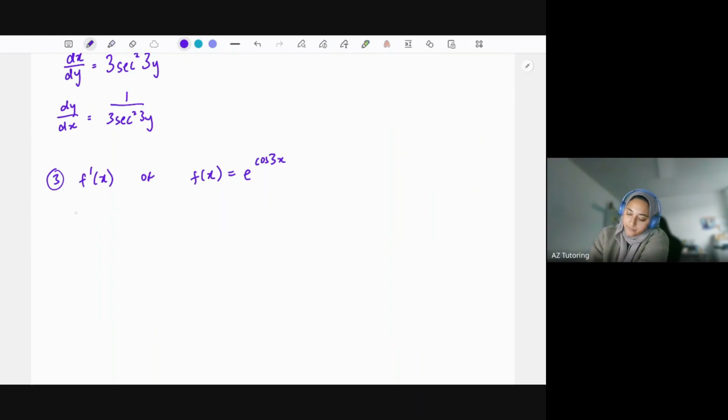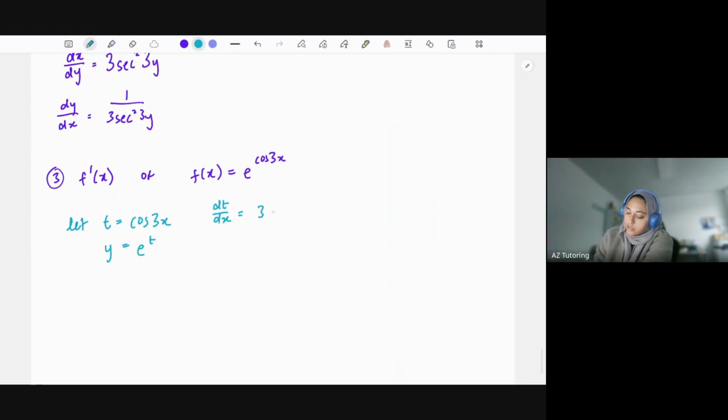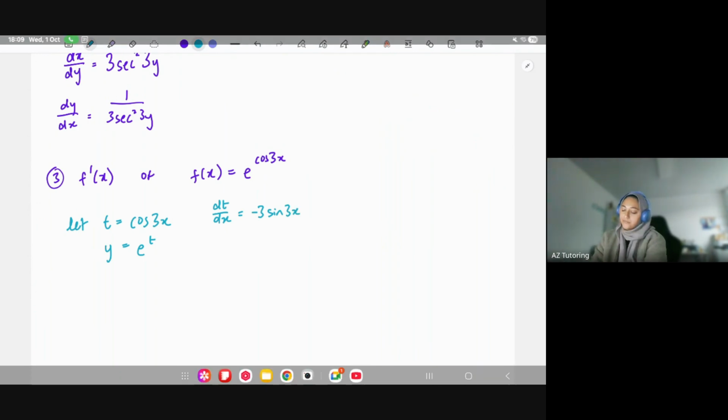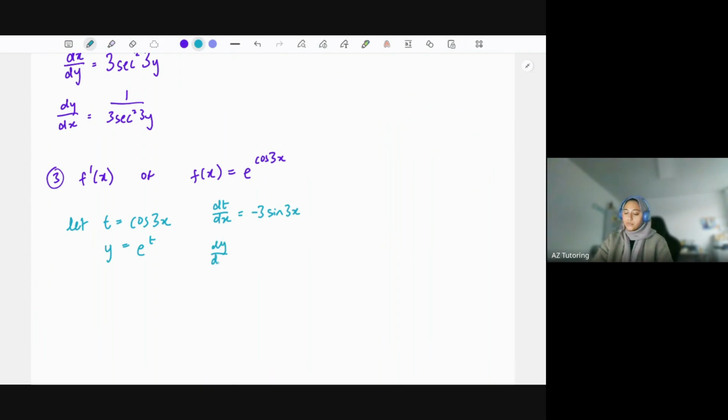So I'm going to let t equal this up here, and I'm going to let y equal e to the power of what I've just found, t. So dt over dx is just 3. The differential of cos is minus sine, so minus 3 sine 3x. Now let's differentiate y with respect to t. The differential of the exponential is just the same thing, so e to the power t. And t we've just defined as cos 3x, so e to the power of cos 3x.